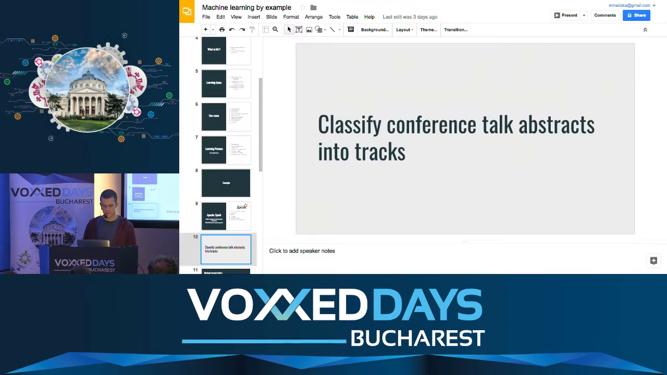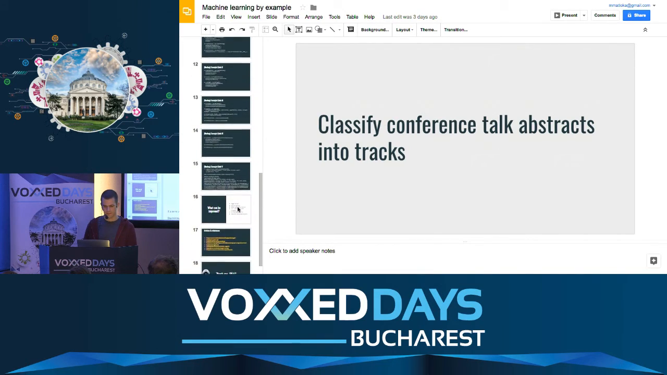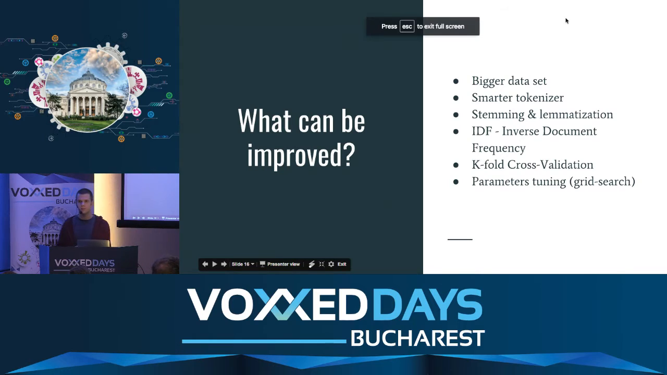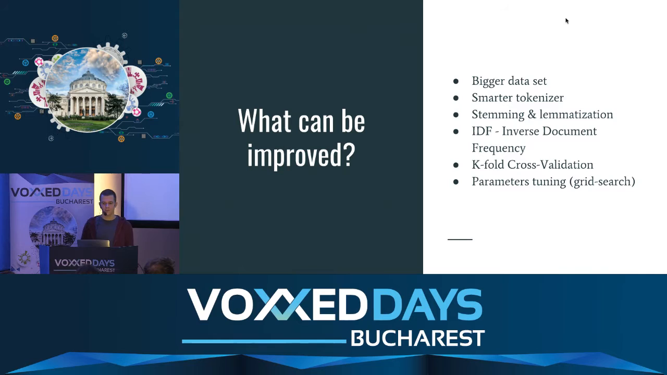So now let's go back to slides. What could be improved to get better results? First of all, our data set could be bigger. Because here I had only about 130 abstracts, so it's too small a data set to bring to production, for example.